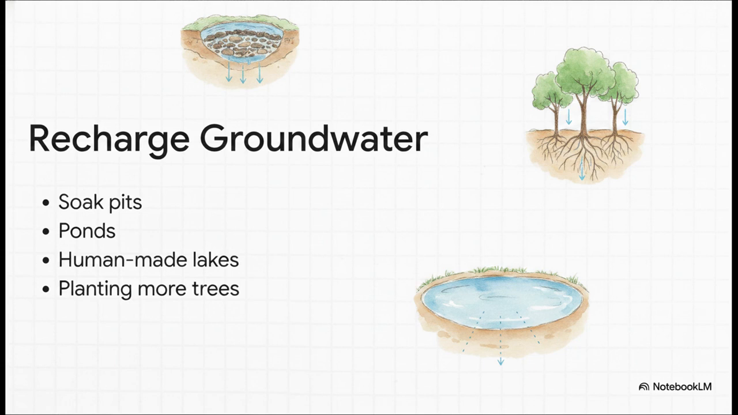So the crucial point is, we actually have the power to fix this imbalance. The source outlines several highly actionable solutions for groundwater recharge. By actively building things like soak pits, ponds, and human-made lakes, we're providing dedicated places for rainwater to collect and seep downward. And planting more trees? Absolutely crucial. Their root systems actively help guide water deep into the soil. We can literally help the rainwater return underground.